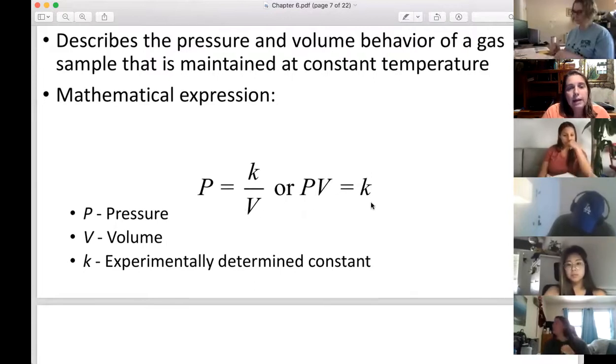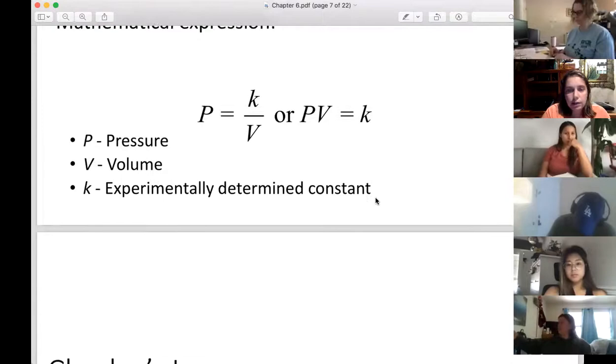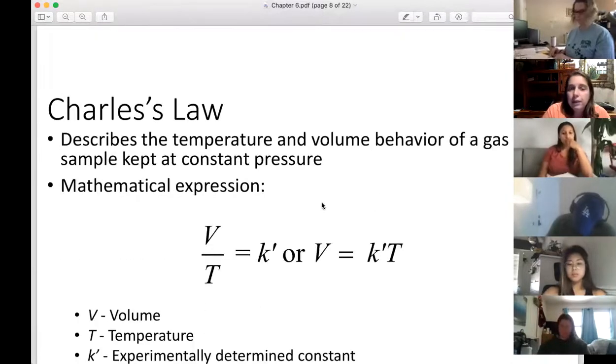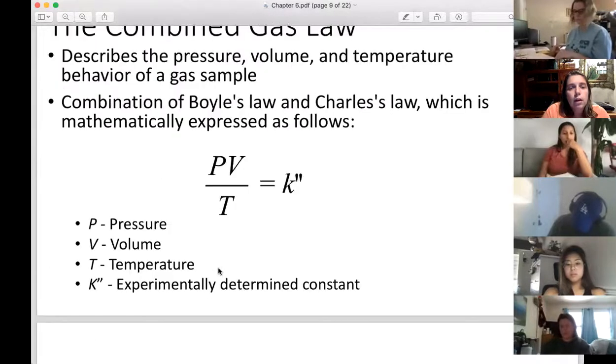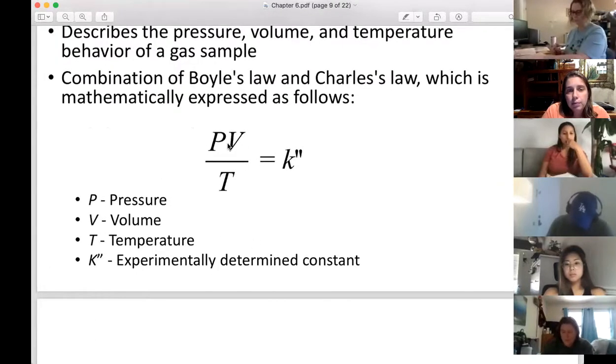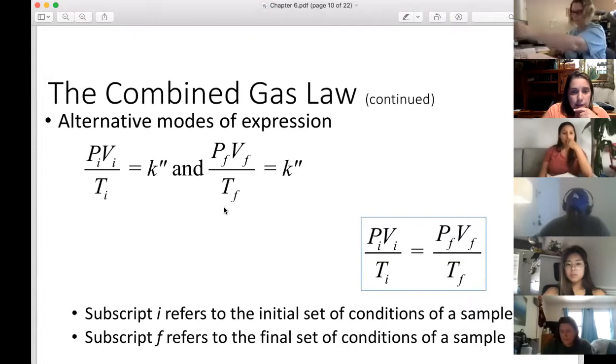And k is just whatever the constant ends up being. V and T would be volume and temperature. And then the combined gas law is pressure, volume, and temperature. So we're going to see some examples of these things.